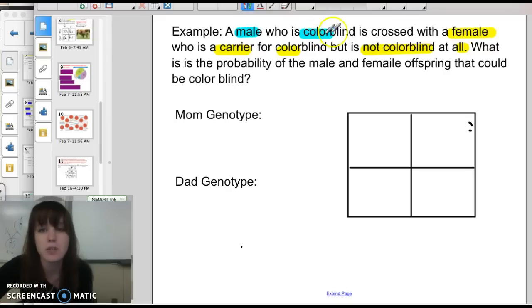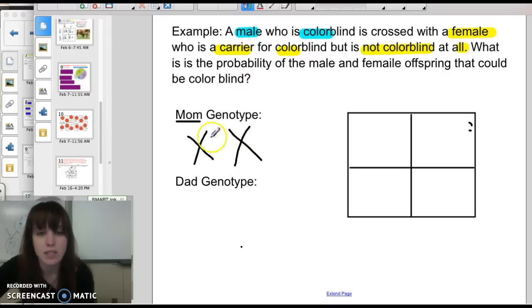We have a male who is colorblind and a female who is a carrier for colorblindness, but is not colorblind at all. So the first thing I would do in this type of problem is to come up with the genotypes. So the female's genotypes, or mom's genotypes. Well, we know mom is female, right? So it's XX, 2 X chromosomes.